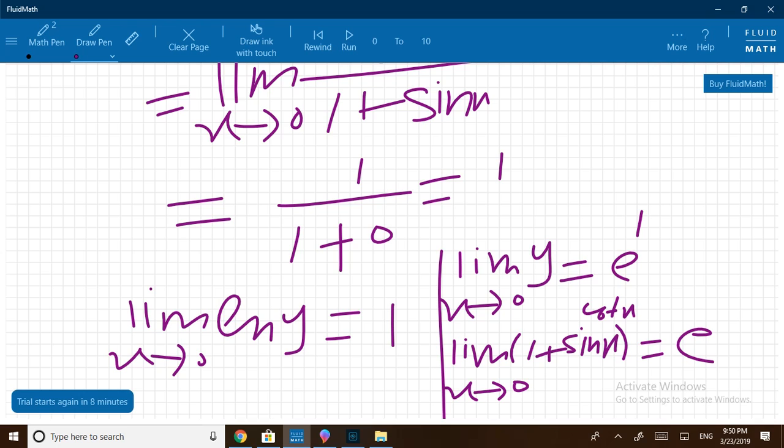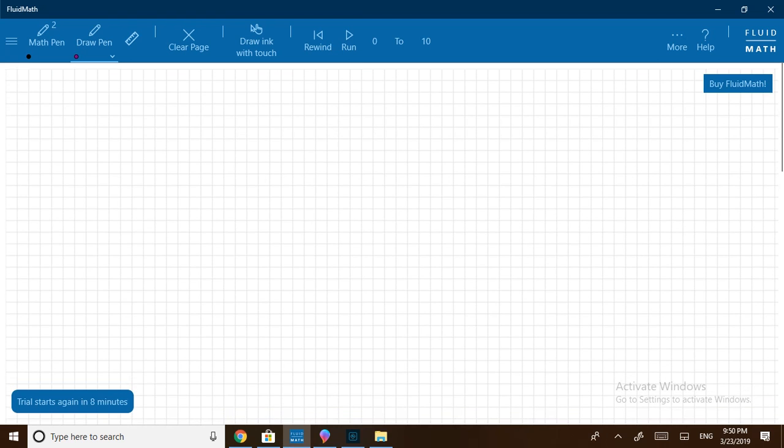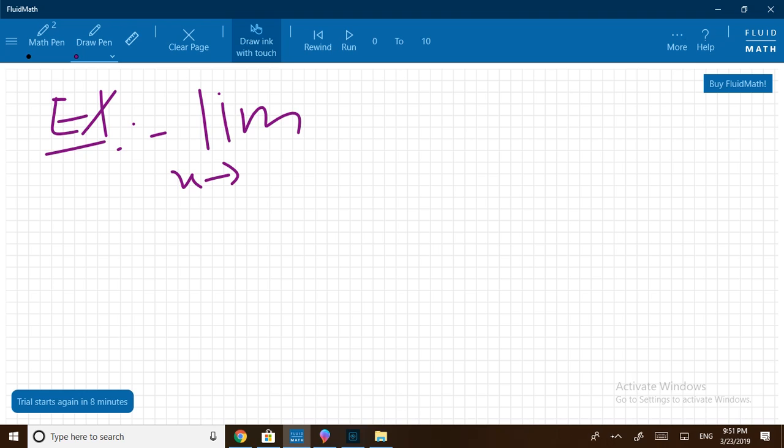Okay, now clear this page, and now we will do another exercise. In this exercise, our limit is x approaches pi by 2 of secant x raised to the power cot x.